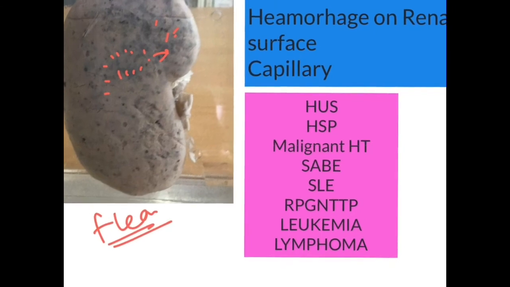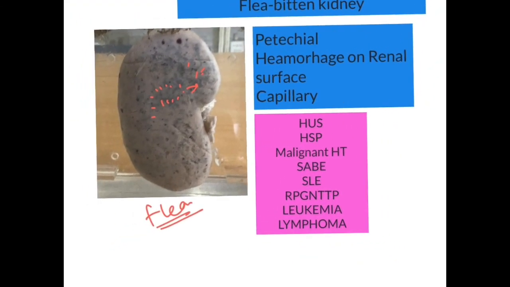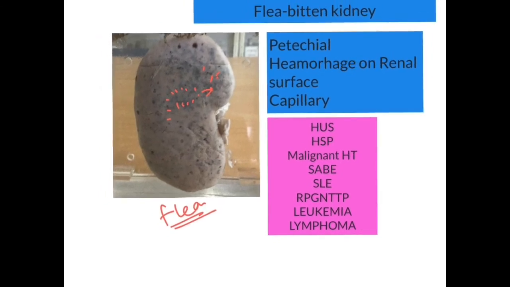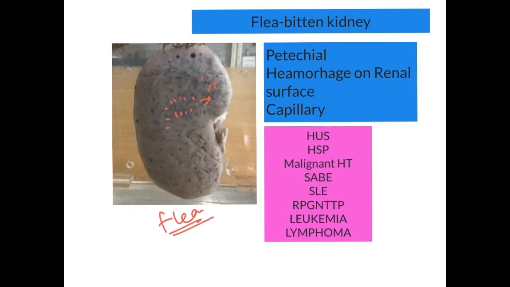The causes are HUS, HSP, malignant hypertension, SAB, SLE, rapidly progressive glomerulonephritis, TTP, leukemia, and lymphoma. So please try to remember all the morphological types of the kidney and the causes of these morphological features of the kidney. Thank you.